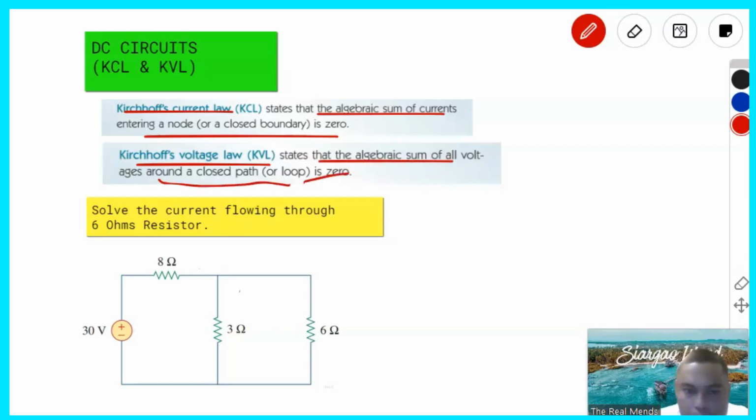So let's solve this problem circuit using the KCL and KVL. So let's solve this. Let's look for the value of current I3 flowing through this 6 ohms resistor using the technique of KCL and KVL. So here's the solution.